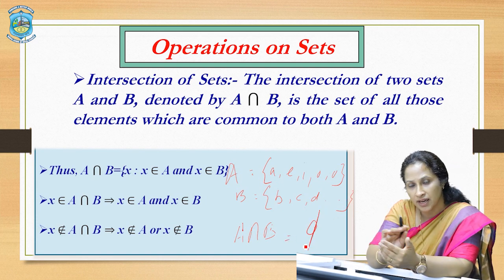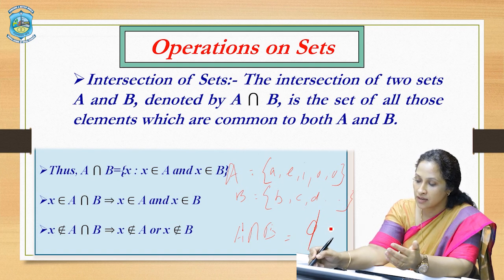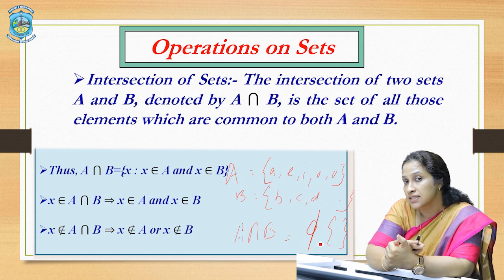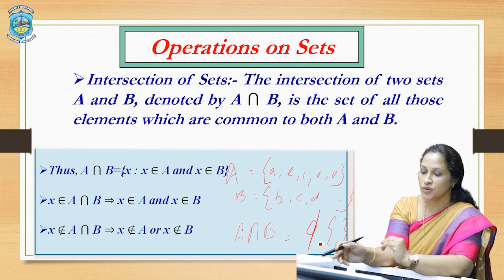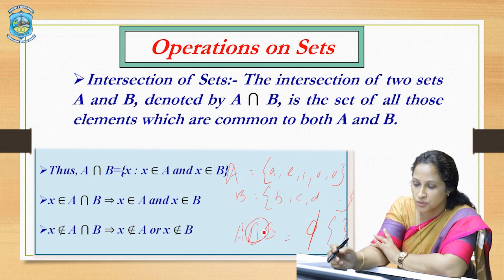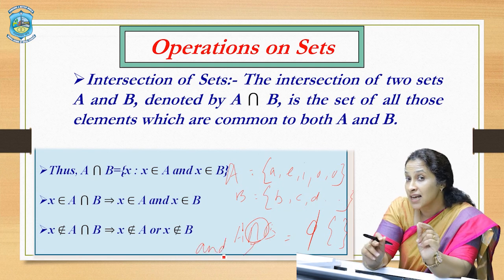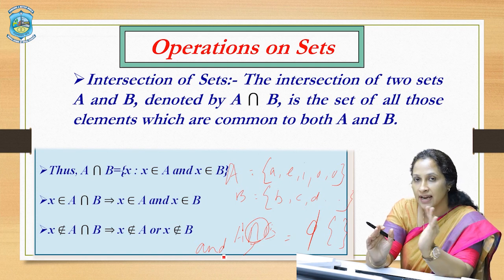There is nothing common and you denote it by phi, or you can even denote it by just curly brackets, nothing inside, which we had already discussed prior to this. So, this is how it is denoted, A intersection B. Now, this is how it is denoted, intersection and inverted U, and this stands for AND. So, it has to have common elements in both the sets, set A and set B.